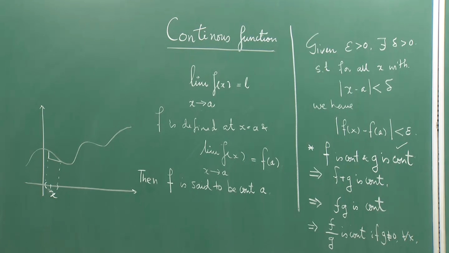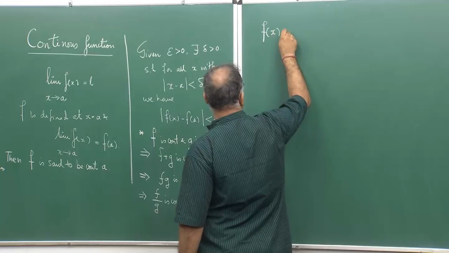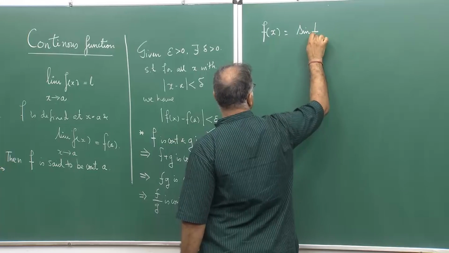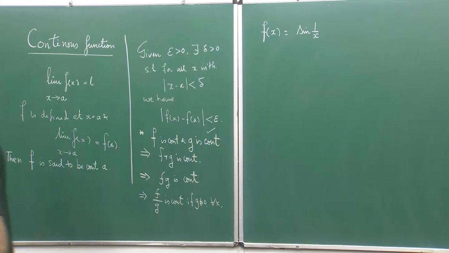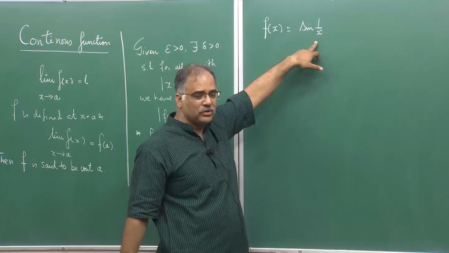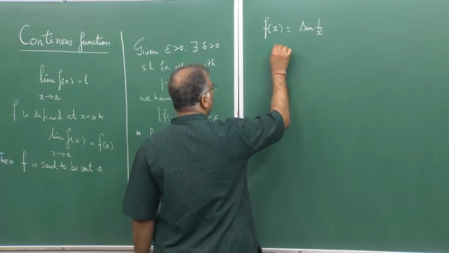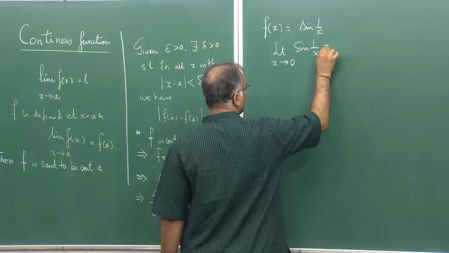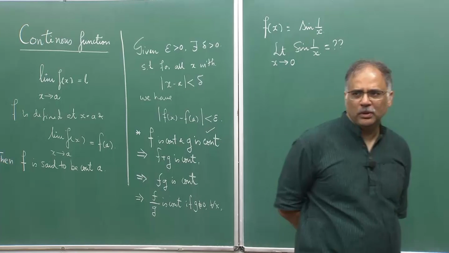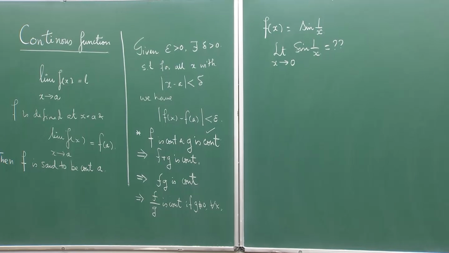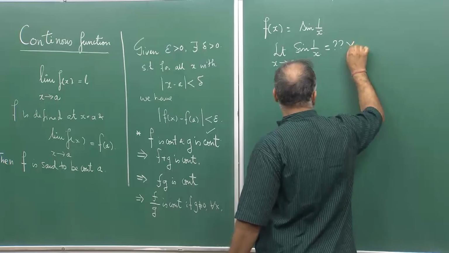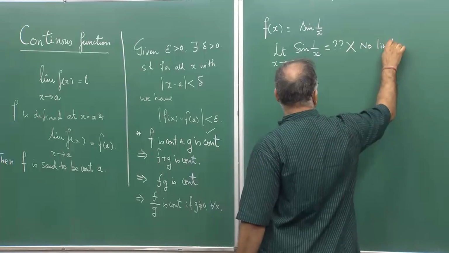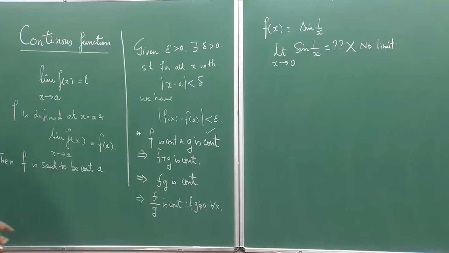Now, look for example at the function f(x) = sin(1/x). Is it continuous? Of course, it cannot be continuous at x equal to 0, because at x equal to 0 the function is not defined. Does the limit exist for it? Does the limit of sin(1/x) as x tends to 0 exist? The answer is no, because sin(1/x) keeps on oscillating as x approaches 0. It does not come to a stable value. So in this case the limit does not exist.